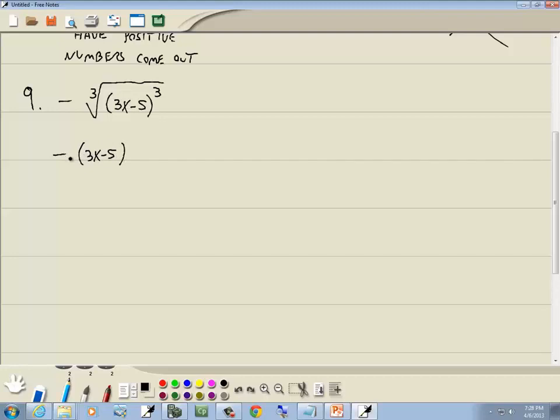Now put parentheses around this because the negative that's out in front has to flip the sign of everything. Now I didn't worry about putting absolute value bars around this because this was an odd index. The only time you have to worry about that is when it's an even index. And that negative we can now take through, negative 3x and then plus 5. And that's our answer.